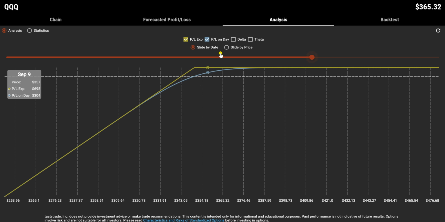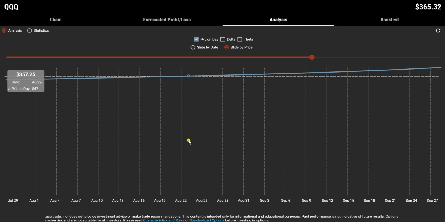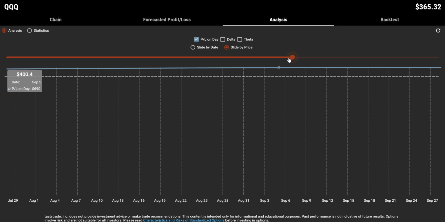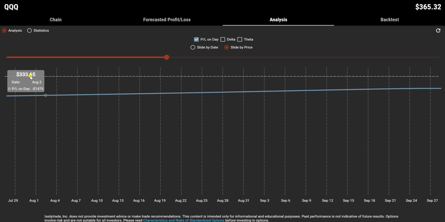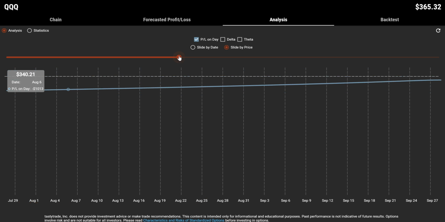You can also slide by price. So then the x-axis down here is date. And if I want to change the price of the Qs, I do this and it changes over here. It's the same type of setup.